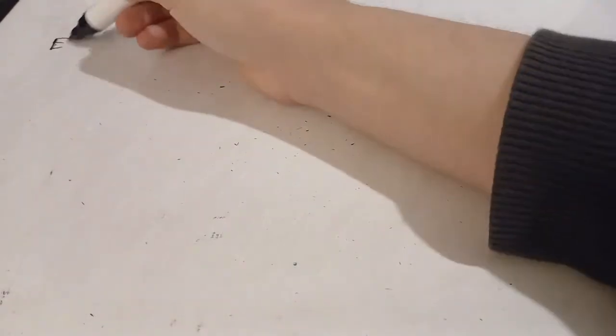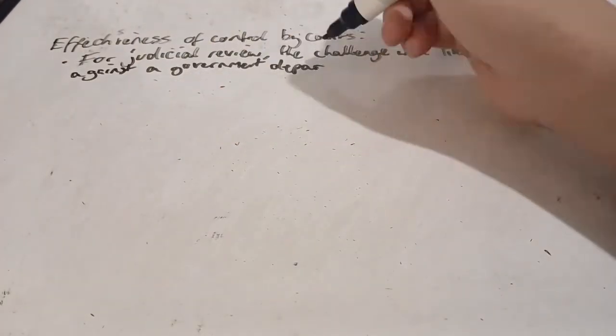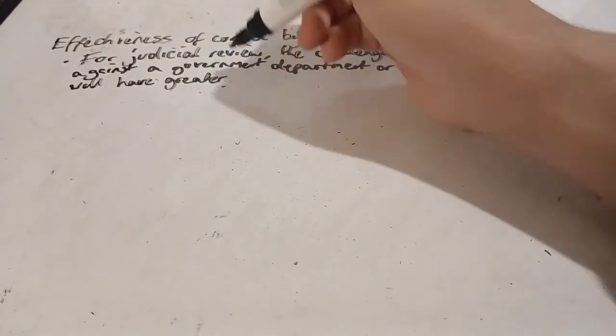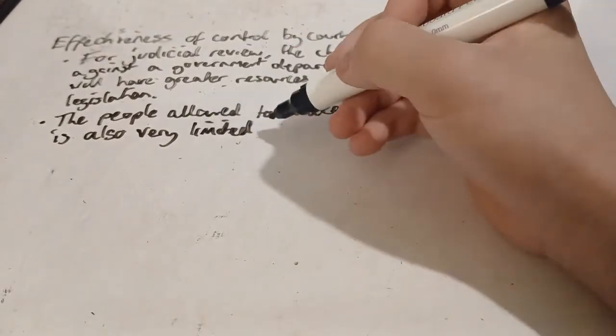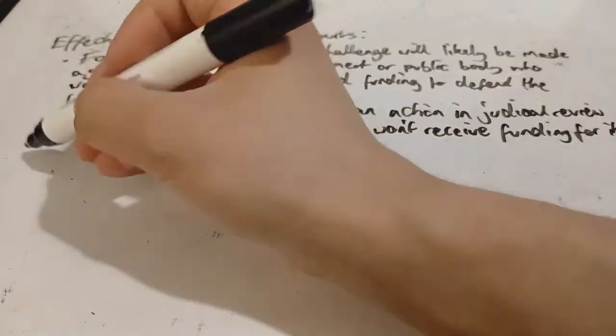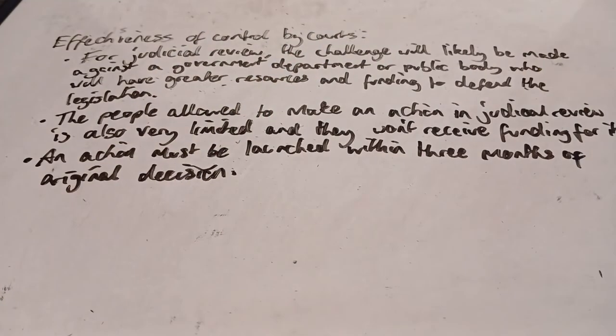Now looking at the effectiveness of the controls by courts. For judicial review, the challenge will likely be made against a government department or public body who will have greater resources and funding to defend the legislation. On top of this, the people allowed to make an action in judicial review is also very limited, and they'll not receive any funding for it. Another thing is that an action must be launched within 3 months of the original decision.